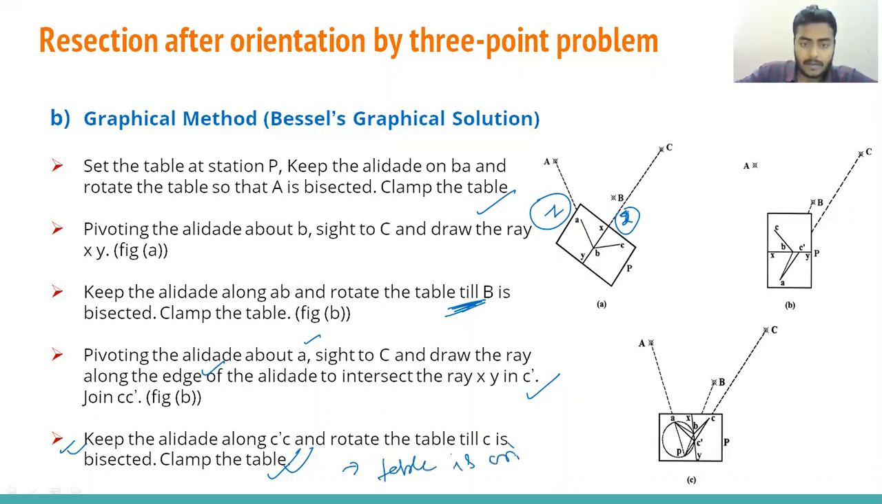Table is oriented, right? It is very easy to understand. Let's follow the procedure one by one and see. While watching this lecture, don't sit idle wondering what is happening. Keep your pen and paper and try to do it. By drawing a line, you will get the idea.